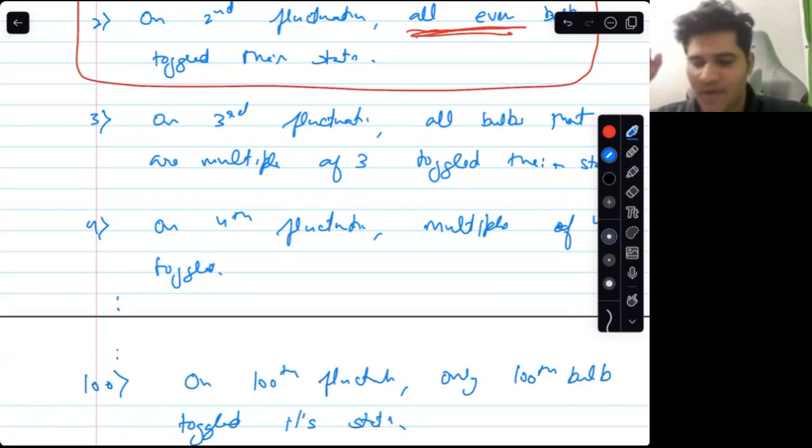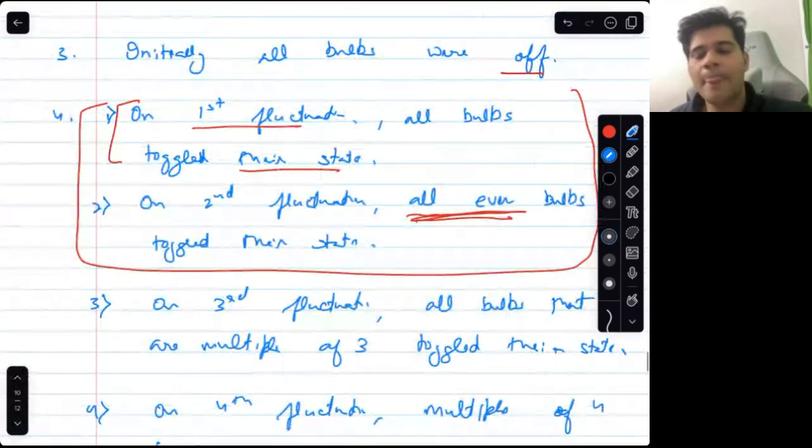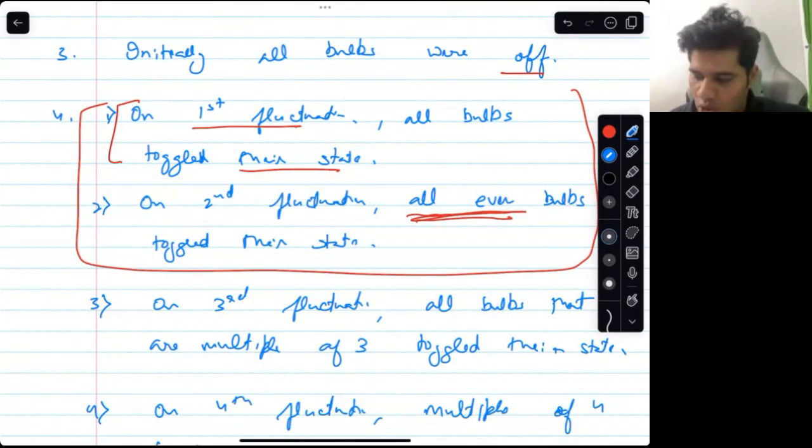No, Deepak, first bulb is not on. Actually, first is on, but there are more bulbs that are on also.